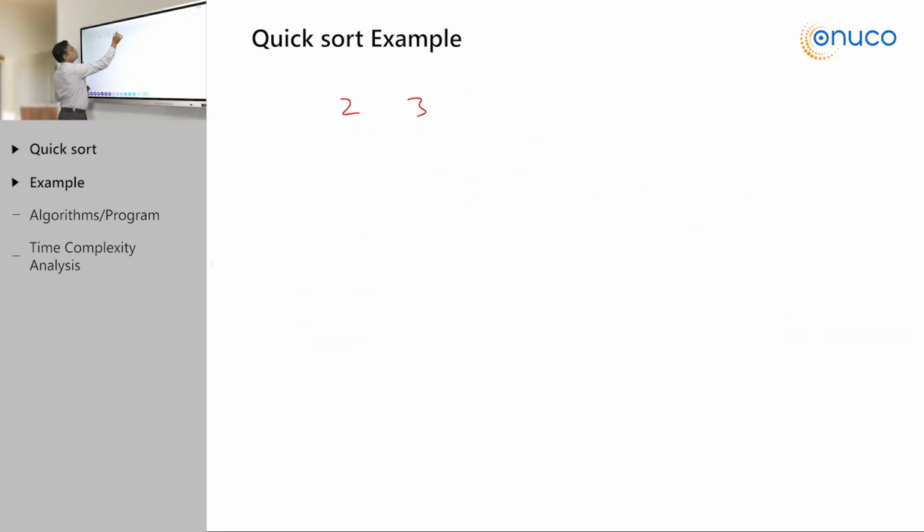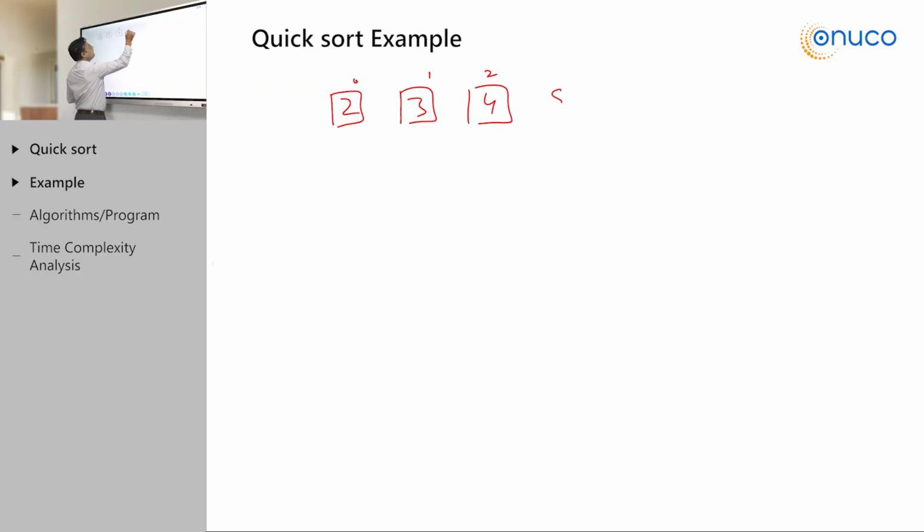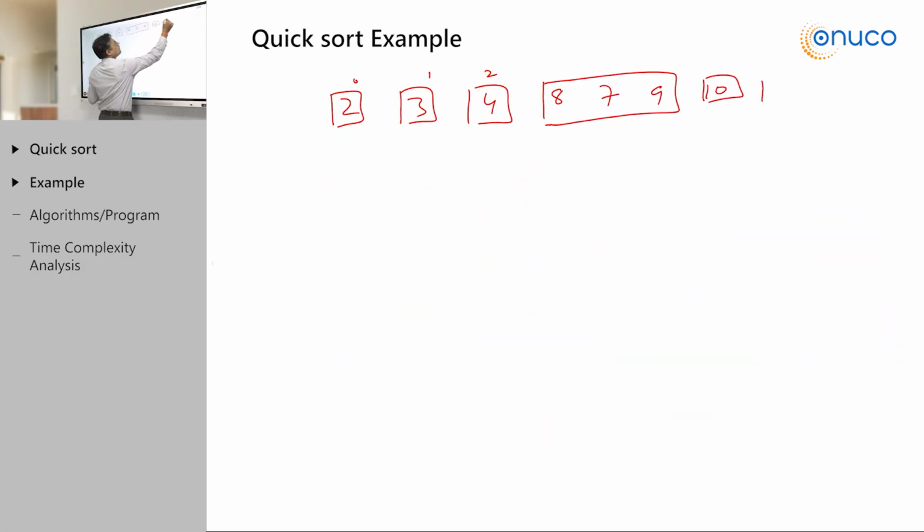So we got 2, 3, 4 sorted. These all are the sorted elements, right? Thereafter, we have to do 8, 7, 9. We have to perform the task. 10 is already sorted, and 14 is already sorted. 3, 4, 5, 6. Right.